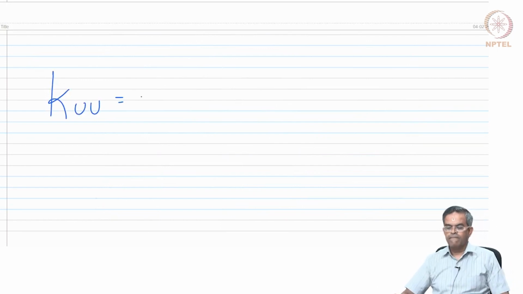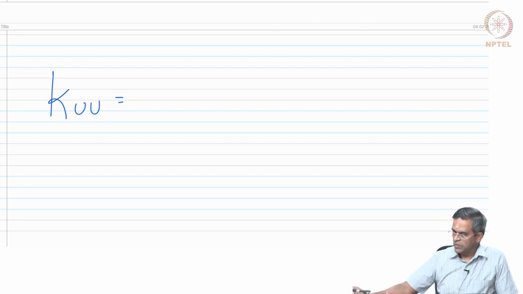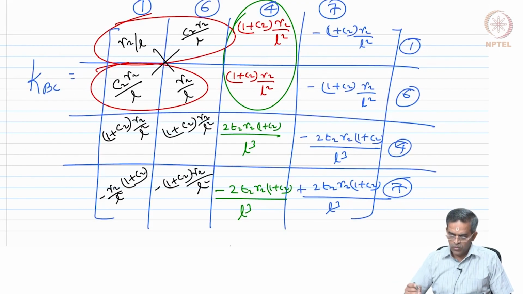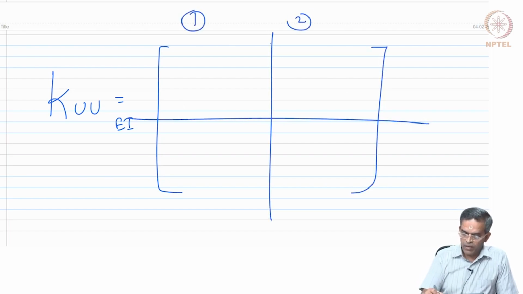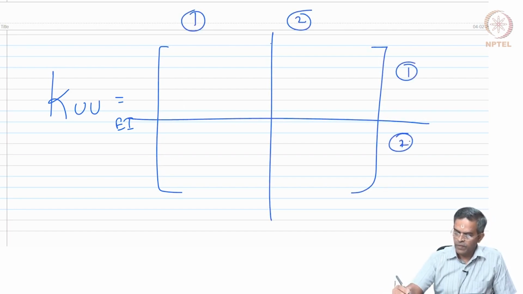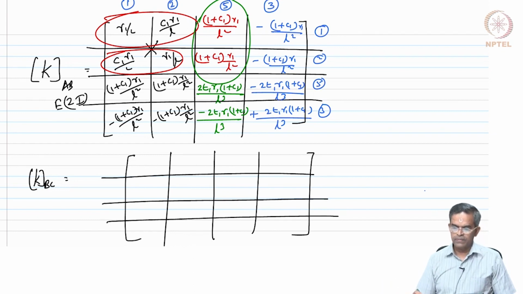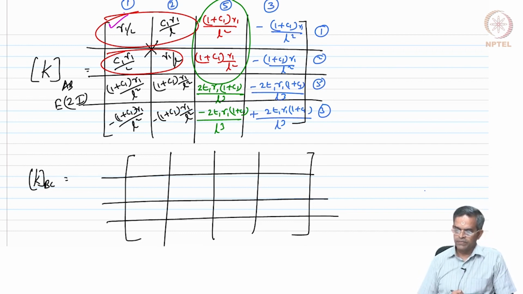Now, friends, let us form KUU. How many unrestrained degrees are there? We have got 2 unrestrained degrees in this problem. See here, 1 and 2. So, I must get EI common, 1 and 2. So, I must find K11. Let us look at this. K11 is this, I am just indicating with maybe the pink color. K11 is this from here.